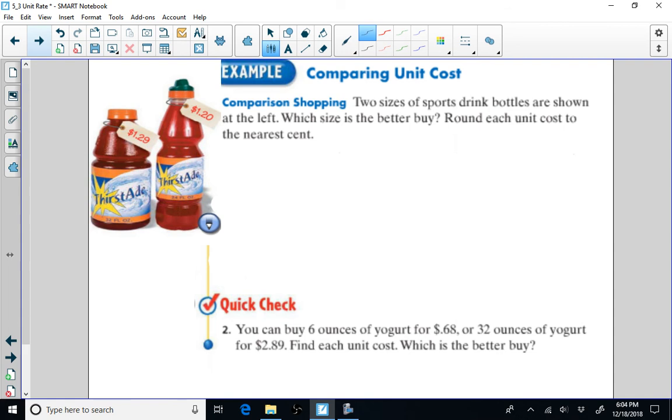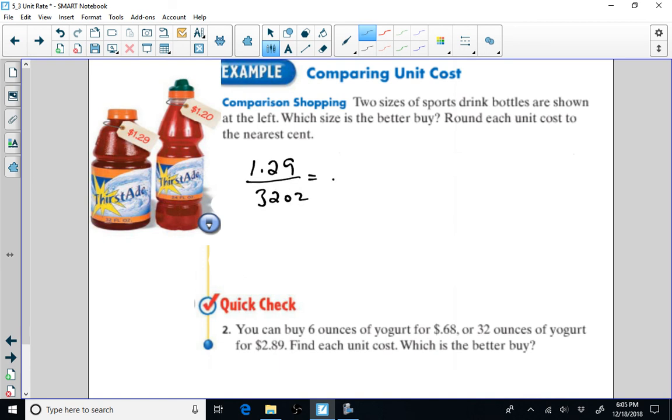Let's continue. We want to compare which is a better buy. We have 2 sizes of sports drinks. They're shown to the left. Which size is the better buy? Round each unit cost to the nearest cent. Well, if you look carefully, one picture says that 32 ounces cost $1.29. So I want to write that as a ratio. So I take $1.29 and that's for 32 ounces.